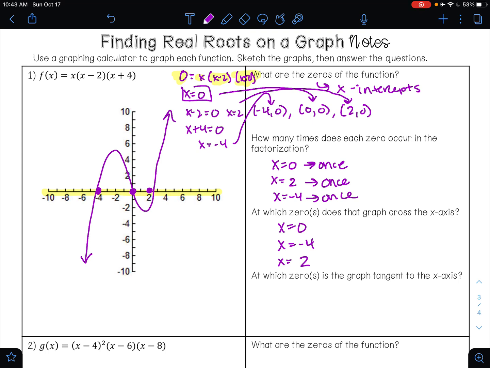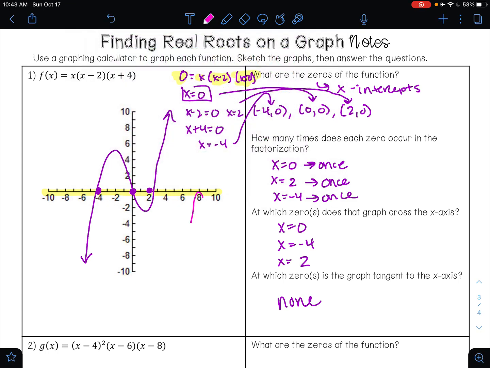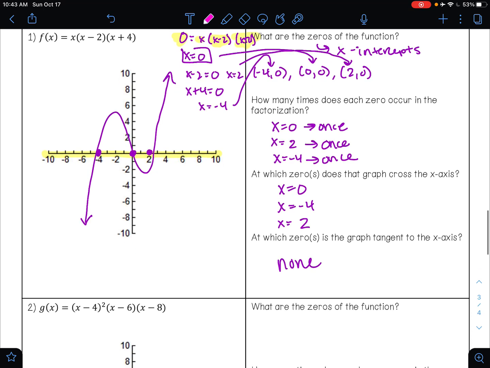And then it says, at which 0 is the graph tangent to the x-axis? And here we don't have any. Tangent would be if it were to look like this. I'll do it in a different color. So if it were to touch it and then turn around. So it doesn't cross it because it doesn't go straight through it like how it did here and here and here. Here it would touch it and turn around. That would mean tangent. So because that's not doing that here, none of them are tangent. Let's try that again with this next one.